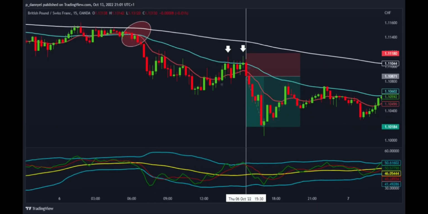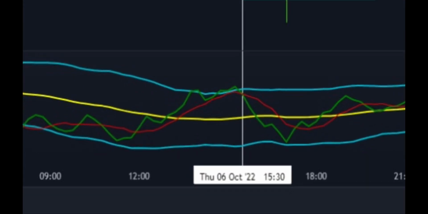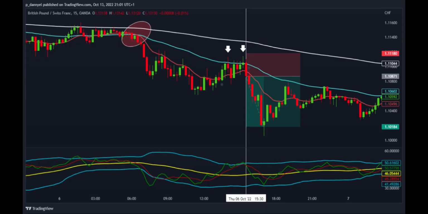Here's another example. 200 moving average on top, so only looking for sells. The 13 and 50 cross over. Price pulls back to the 50 and closes below the 13 moving average. The oscillator indicator shows a crossover for the entry confirmation. And price goes straight to the take profit. Stop loss should be set 15 to 20 pips from entry.